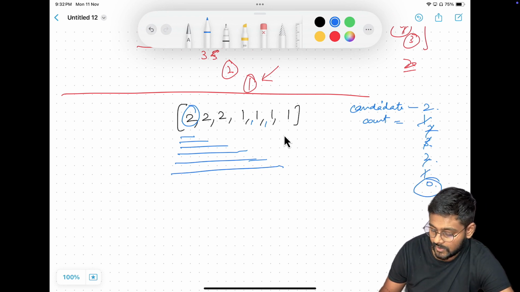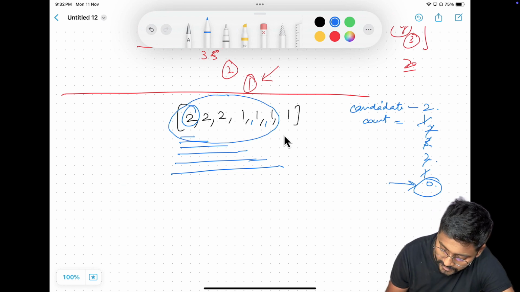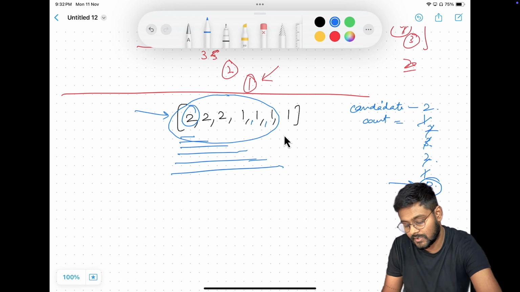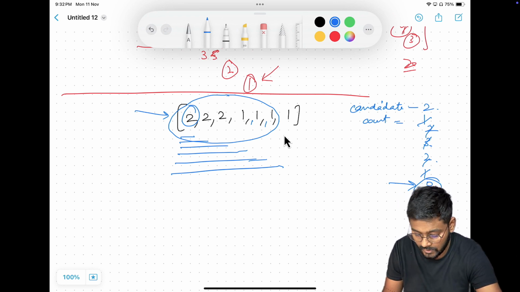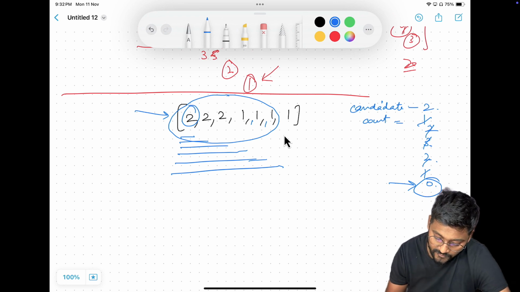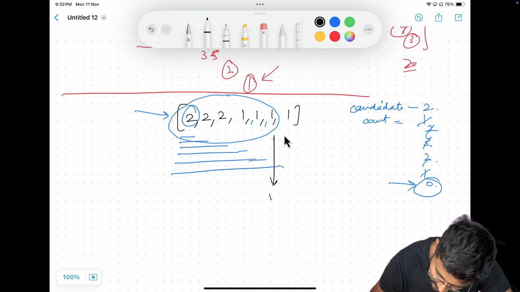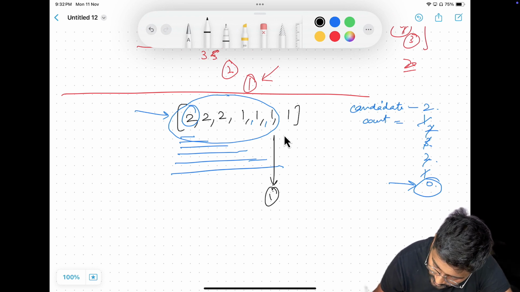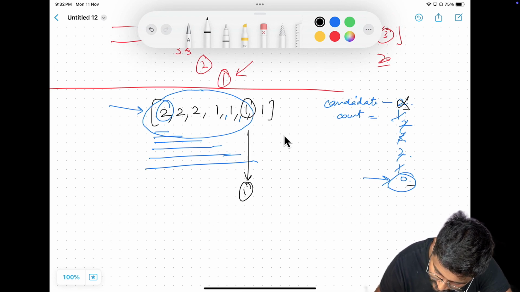If at any moment the count is reduced to 0, it means that our candidate is not the majority element in this section. If it is not the majority element in this section, we'll just update our candidate and check for other possibilities. Now when we were at this ith index, we got to know that the count is 0. I will update my candidate. Candidate initially was 2. I'm discarding 2 and considering 1 as the candidate.